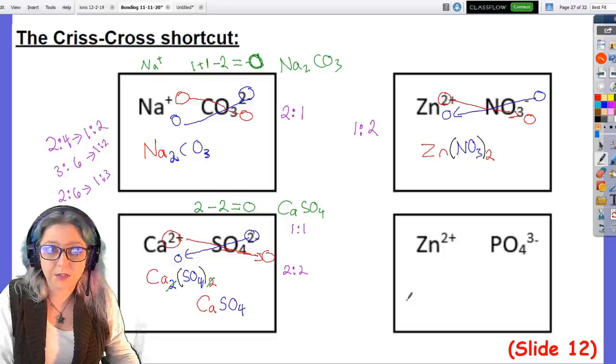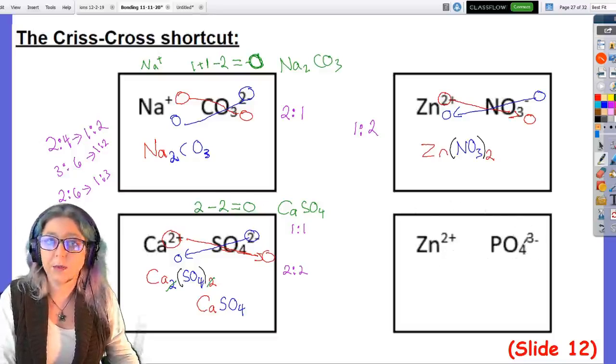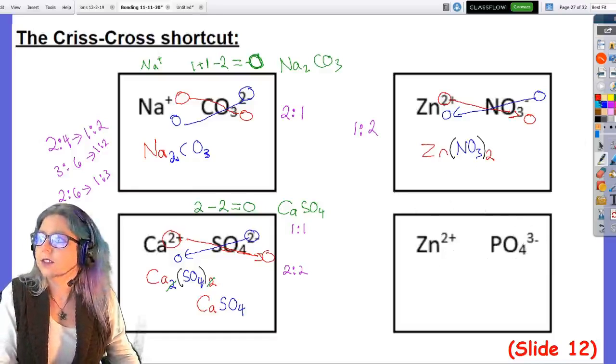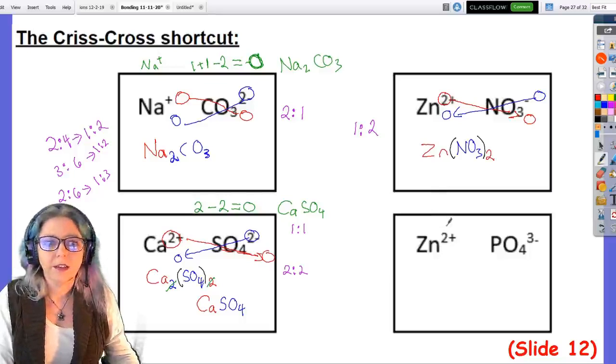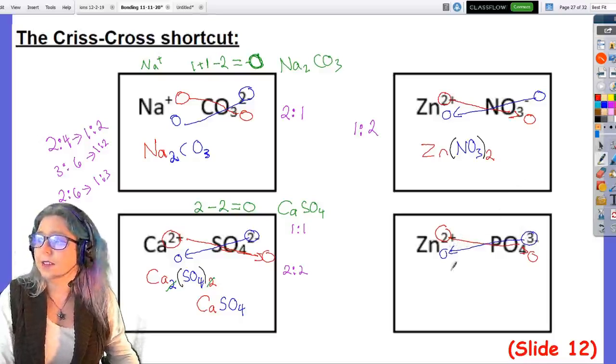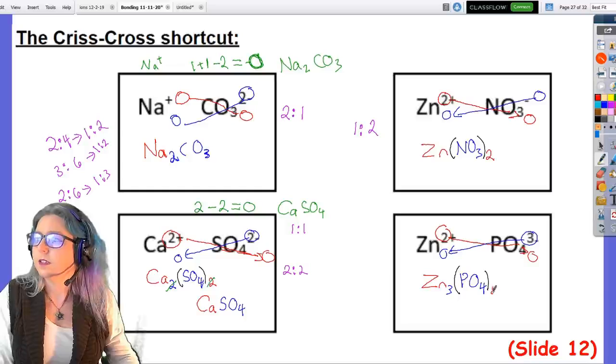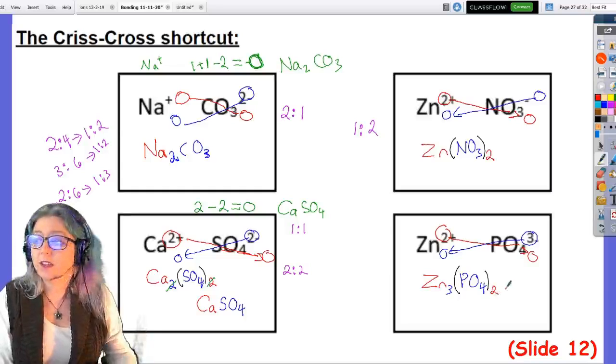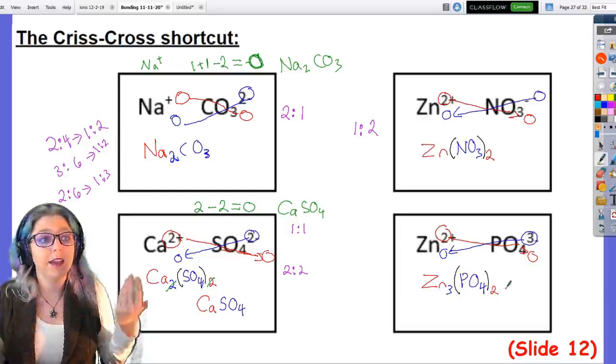Now, the great thing about the criss-cross rule is it makes those long form ones like our warm-up a lot faster to solve. So now instead of adding one, adding the other, adding one, adding the other, I can just take the 2 from my zinc, bring it down to my phosphate, and then take the 3 from my phosphate and bring it down to my zinc. So I can very quickly get my balanced formula as Zn3(PO4)2. And I'm all done. Something that used to legitimately take me about a minute to solve, I can now do in 2 seconds.